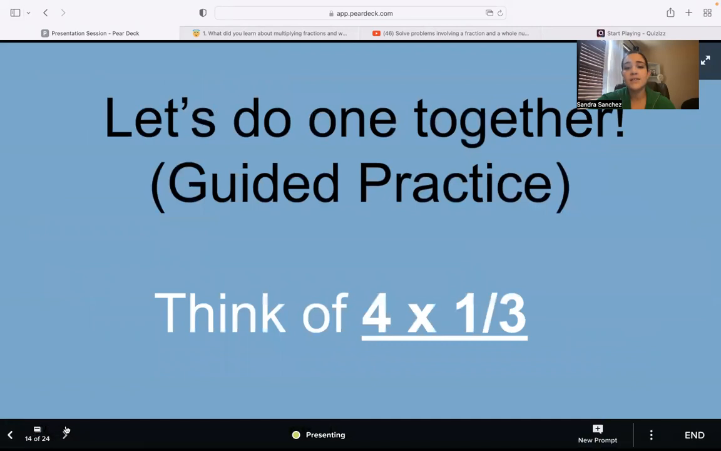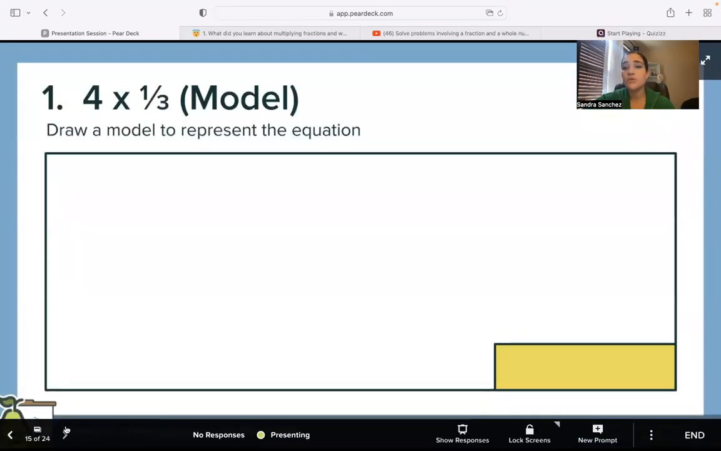For guided practice, students will then practice with a partner to solve a problem. For example, the problem that I gave them is 4 times 1/3. I will guide them step by step. For example, the first thing they will have to do, using the drawing interactive tool, is draw me a model for 4 times 1/3.